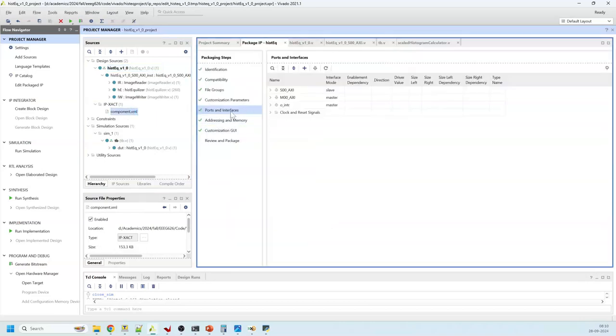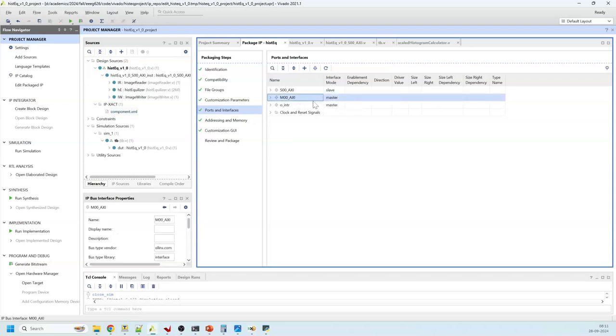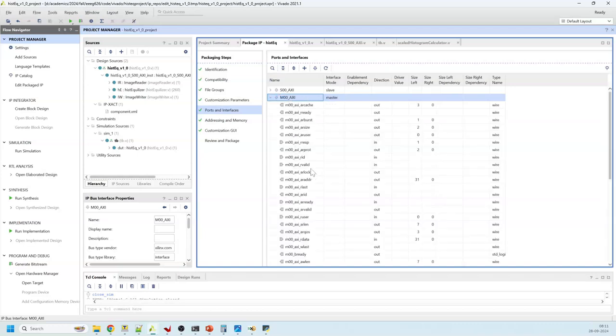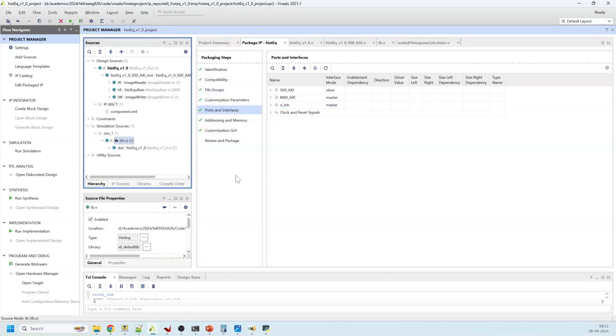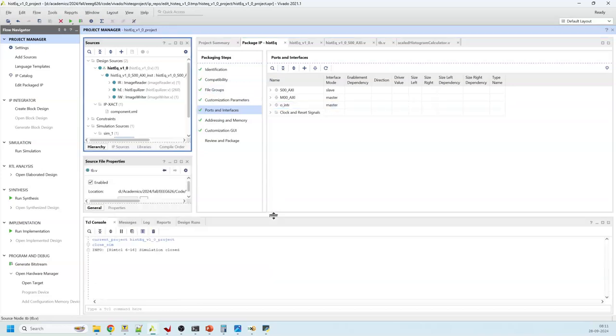Again, how this port mapping is done and how to convert this with an interface, which is an AXI master, that is discussed in the previous videos, you can refer to that. So all the AXI master signals are here. Interrupt signal is also here. Added my test bench also. So first we will run a simulation and test.